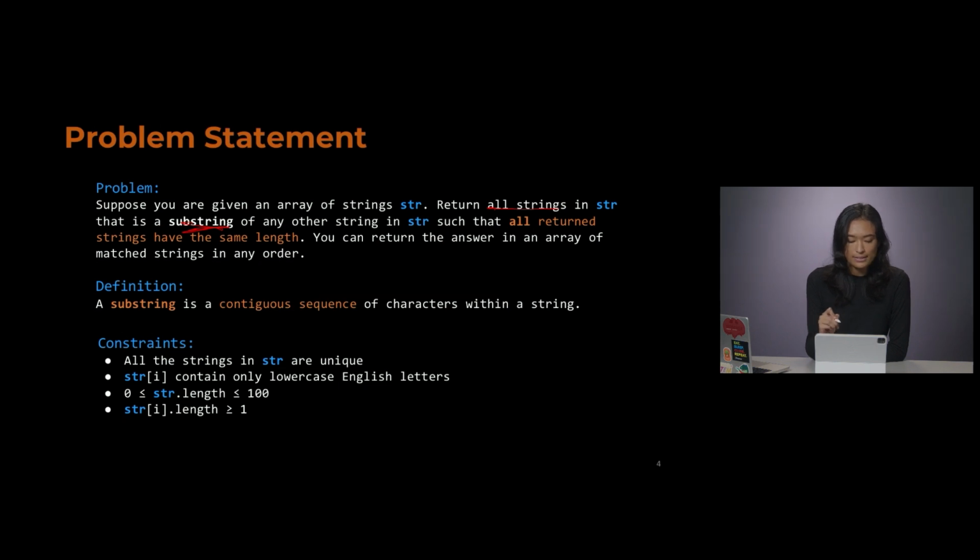And for the sake of defining a substring, just remember a substring is a contiguous sequence of characters within a string. The constraints within this problem will be that all the strings in str are unique. Str[i] contain only lowercase English letters, so you can expect each word in str, the array that's going to be passed in, will contain only lowercase letters. And likewise, with that fourth constraint, you can expect the length of each word to be greater than or equal to 1. The actual str array length will be between 0 and 100 inclusive.